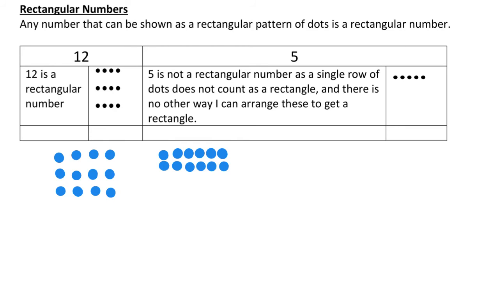Now 5 can't be formed into a rectangle because it's just a single row of dots, and that's a line rather than a rectangle. So you need 2 dimensions for a shape, for a rectangle, and this has only a length rather than a length and a width. Whereas the 2 arrangements we have for the rectangles already have length and width rather than just a length.